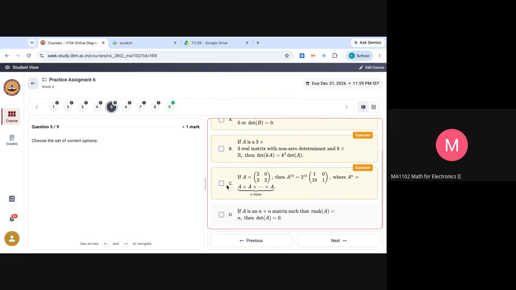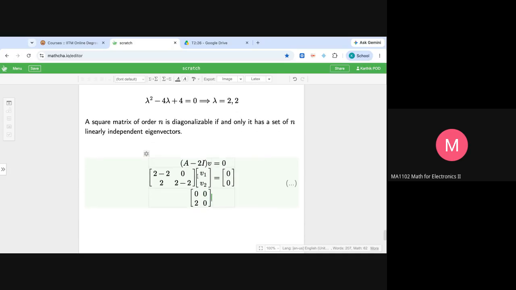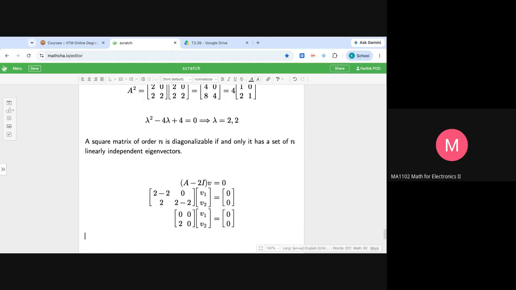What is A? A is 2022, so 2022 minus lambda, so minus 2, minus 2. And with v1, v2 equal to 0 0, this will give us 0 0 2 0. Unfortunately, we only have one linearly independent eigenvector, so we can't diagonalize this.